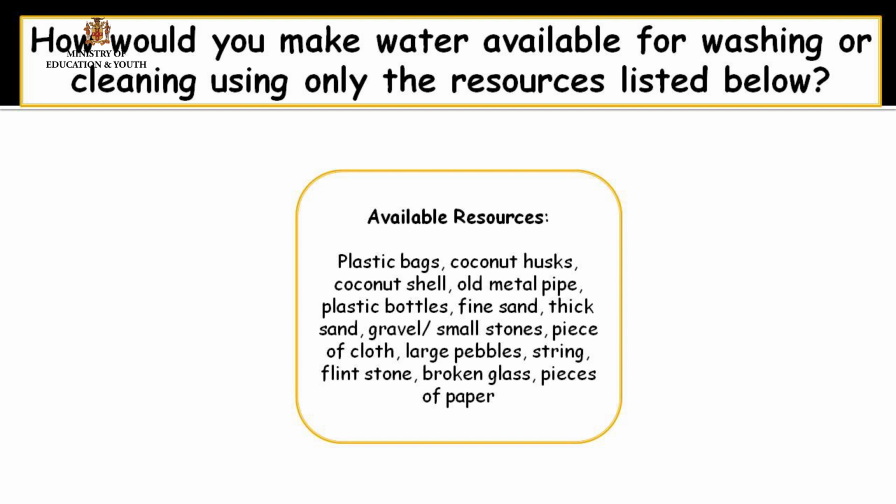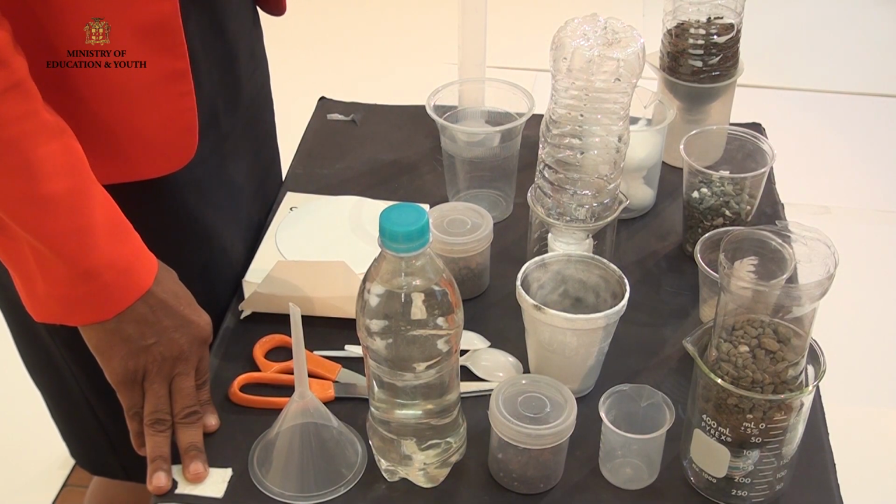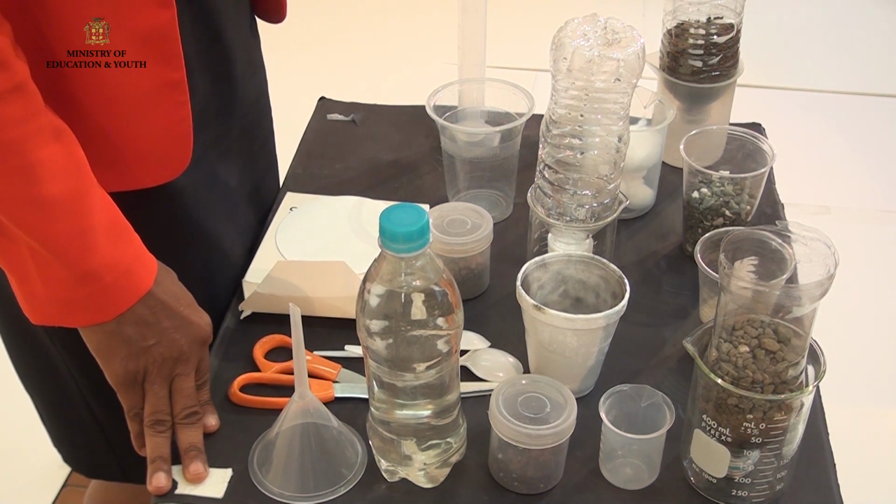How would you, using this particular scenario, provide water for this particular area that is good enough for washing and cleaning, and for use in the household? Let's see. So you're in this particular area. These are the resources that you have. Okay, you have plastic bags, coconut husk, coconut shell. That's what you can find around, right? Metal pipes, plastic bottles, and we have some samples of them here. Stones, pebbles, cloth, string, glass, paper, right? That's what you have around you.